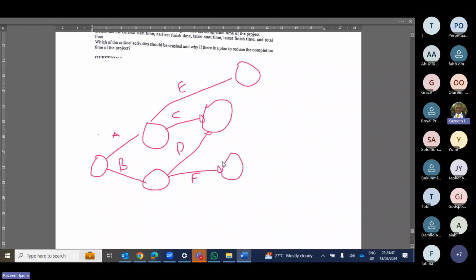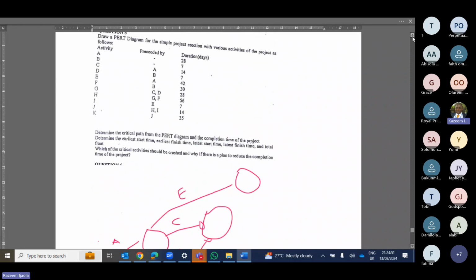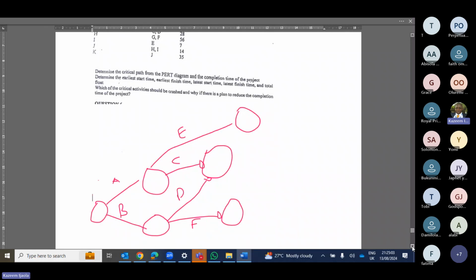Okay, this is activity F. Then we have our activity G. CD must meet up with what? With G. However, GF must meet together. So remember, CD forms G, and G and F must meet. Where is CD? This is CD, but that G must meet with F too.